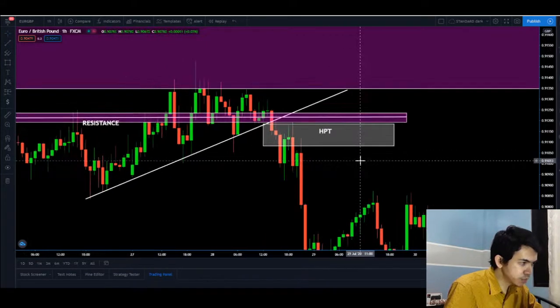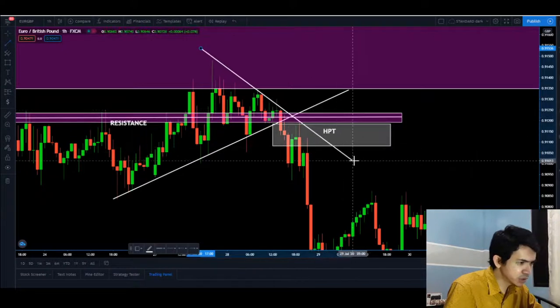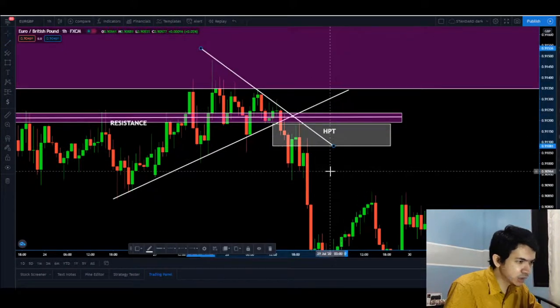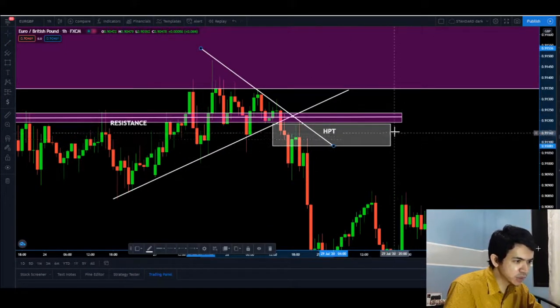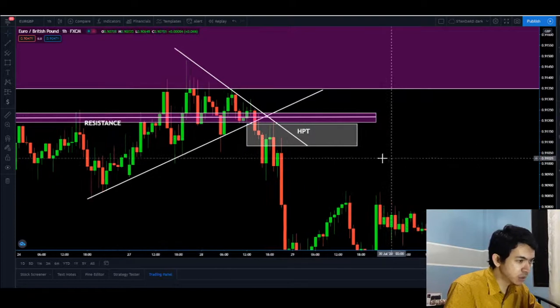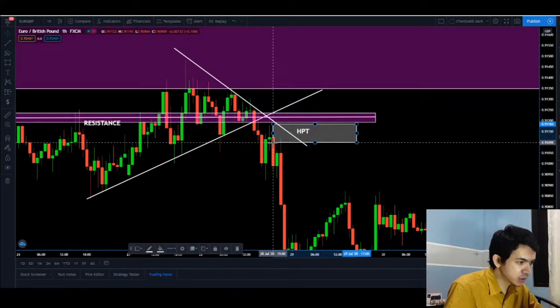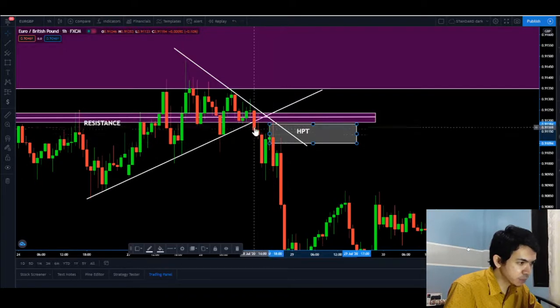So aside from that, I saw a trend line resistance. That strengthens my analysis that I am on a high probability trade setup. The time the price broke this trend line, this counter trend line, the bullish counter trend line.